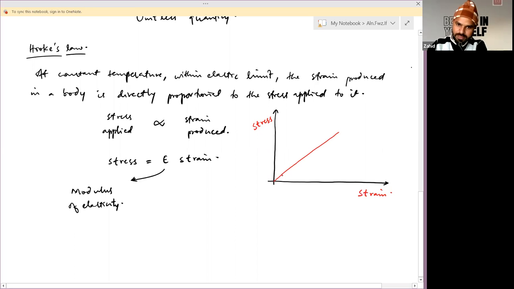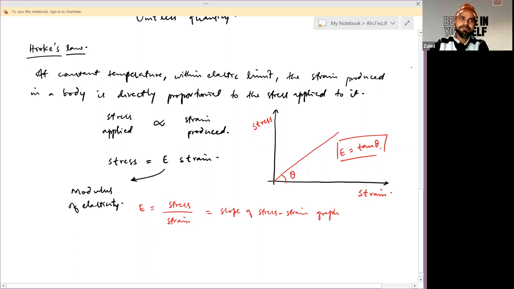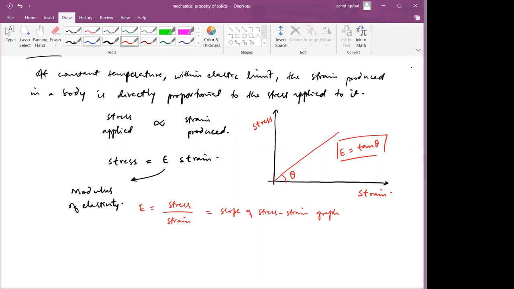Now suppose this line is inclined at some angle theta with the horizontal. So you can say E equals stress divided by strain, which is nothing but the ratio of perpendicular and base. So in terms of the graph, it defines the slope of that curve. So the slope of the stress-strain graph will define the modulus of elasticity. So you can say E equals tan theta. Is it clear? Yes, sir. Just write it down.